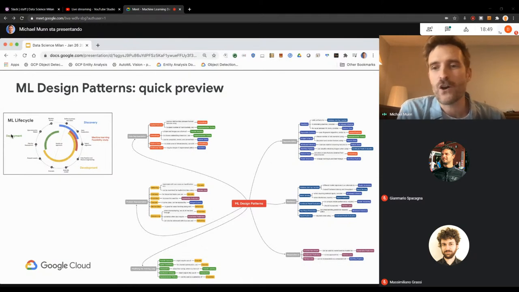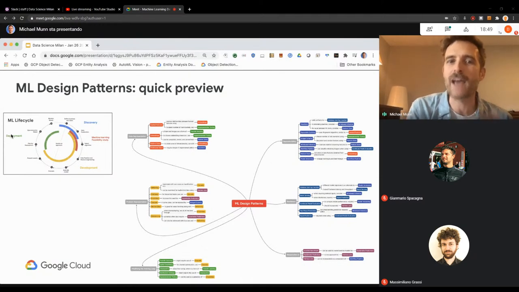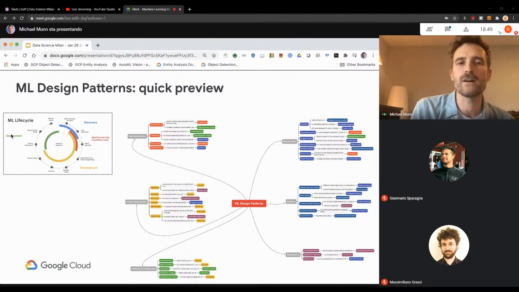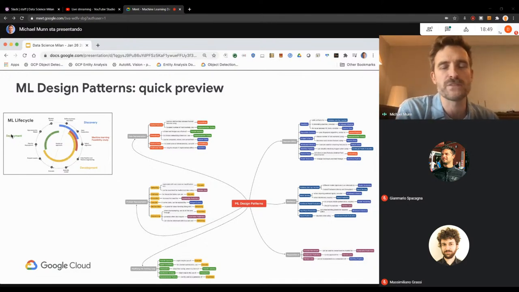For the purposes of this talk, I just want to give some idea of what this book entails and highlight some of the patterns that seem to be of interest to the group. So we're going to focus on three design patterns and give a little deep dive into them, to give you a flavor for what they look like and what they entail. First, we're going to talk about rebalancing. This is a design pattern that shows up in the problem representation chapter.